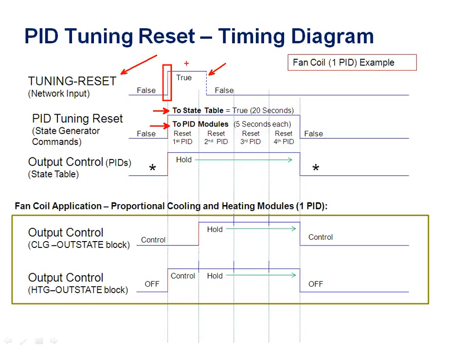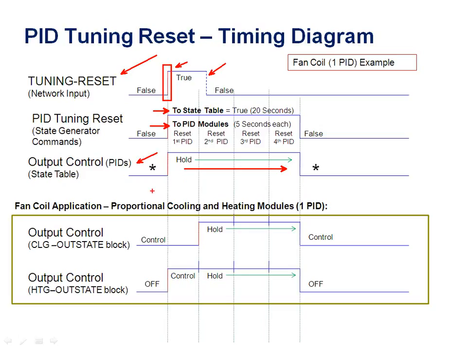It's only when it goes true, from false to true, does it invoke the state generator commands, sending it to the state table as well as to the PID modules. Now inside the state table, there's an asterisk first, which means it's sending out no commands to that module. Then it sends a hold command out. And this hold command goes to the mode connector of those output control modules. And as you can see, it lasts for the duration of the 4 reset commands, each one being 5 seconds. Therefore, it's a total of a 20-second hold command to the output control modules.